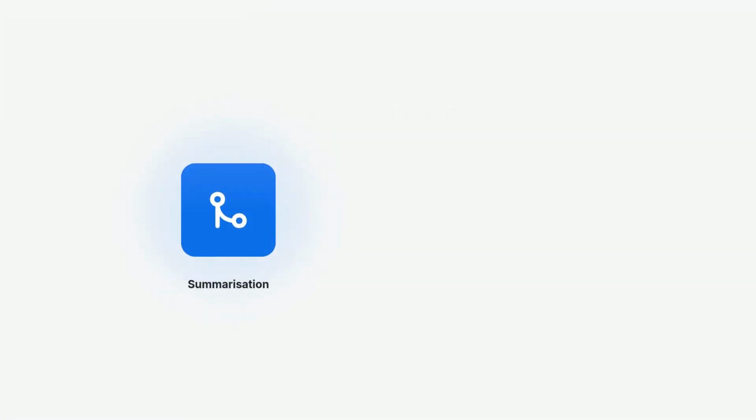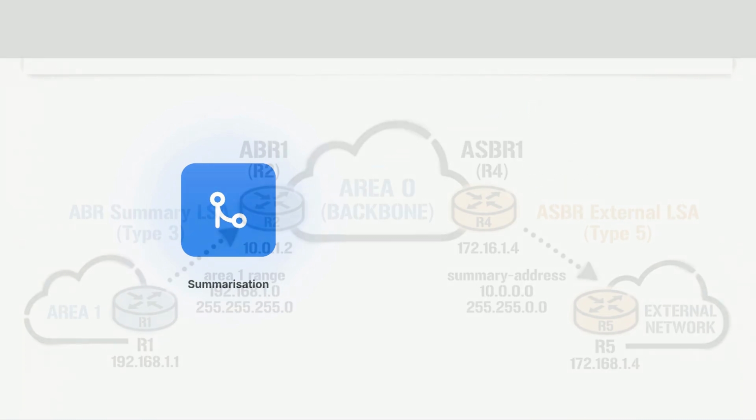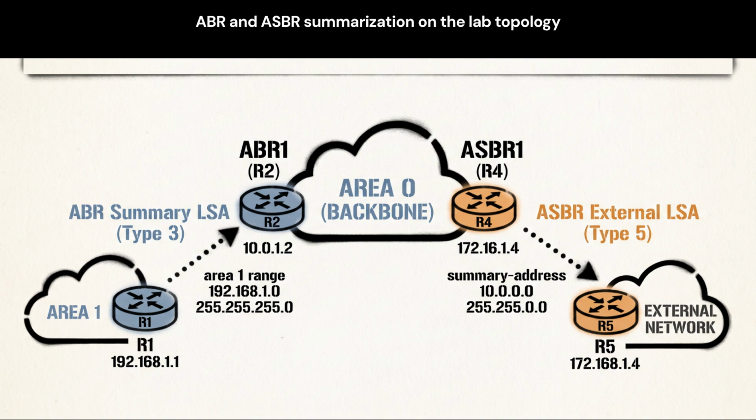Here, the ABR could advertise several specific networks one by one or roll them up into a single summary route. That cleaner summary means fewer entries in the routing table and fewer LSAs moving through the network. This is the main inter-area summarization point. You configure the area range command on the ABR, and that ABR advertises multiple specific routes from its area as one summary toward the rest of the topology.